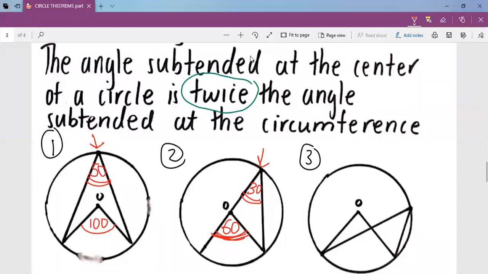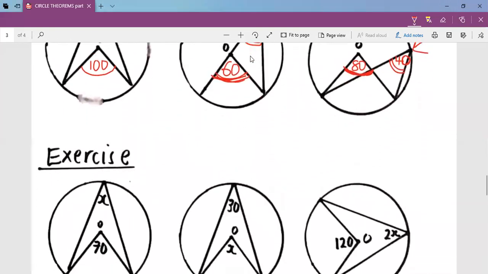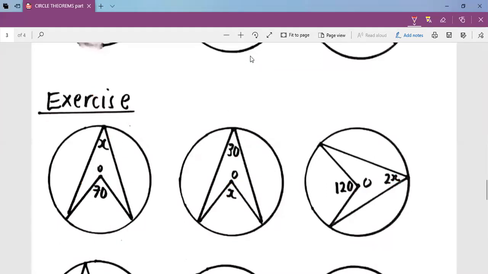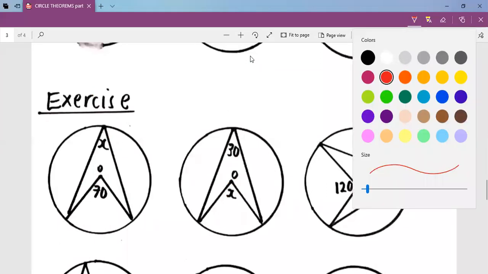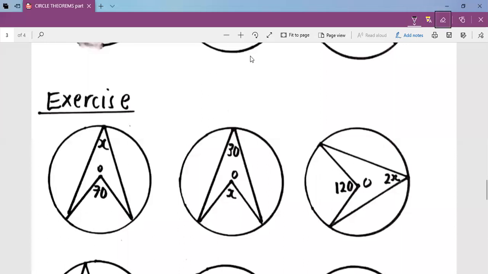Look at number 3. If I make the angle at the center to be 80, it means the angle at the circumference will be half. So the angle at the circumference will be only 40. So the law says the angle subtended at the center of the circle is twice the angle subtended at the circumference. Now let's look at a few questions, and I will leave you to complete the other questions.